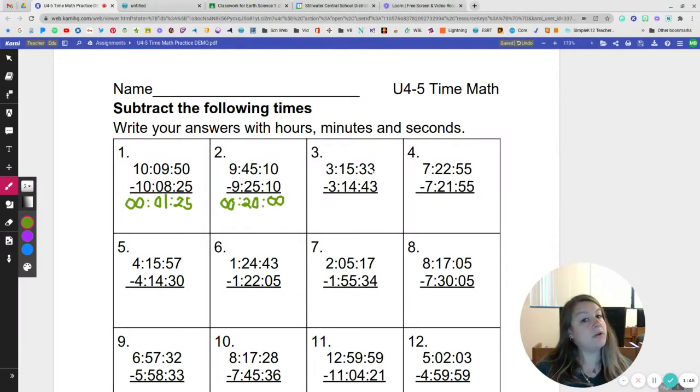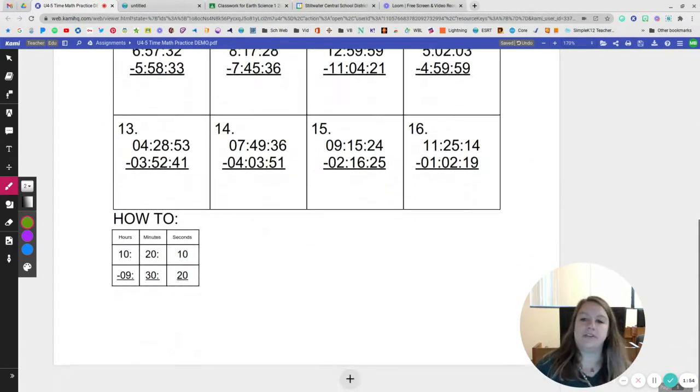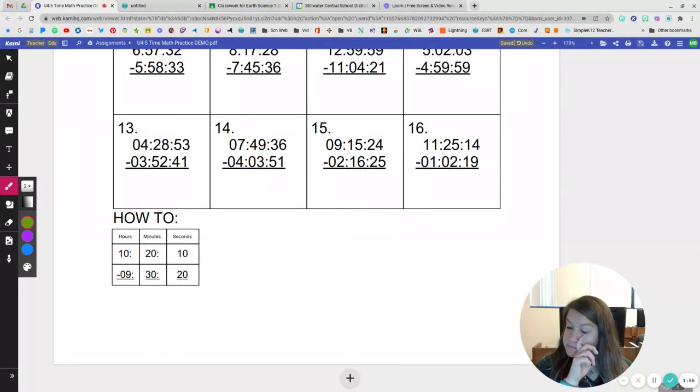Now, if I go to number 3, I notice that I can't take 43 out of 33. It just doesn't work. So what I'm going to do is scroll down here and do a how-to version of how to borrow. You need to remember that everything all the way over here on the right is in your seconds, your minutes, and your hours. So let's again start with our seconds.